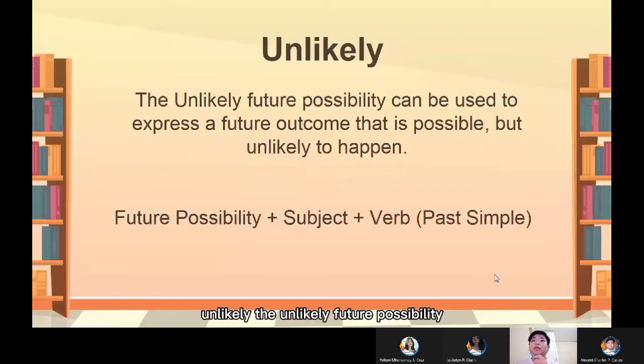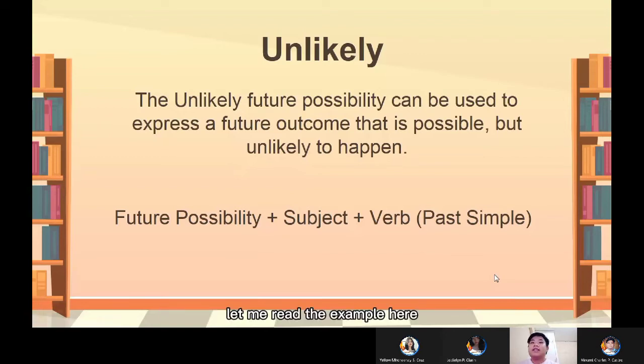Unlikely. The unlikely future possibility can be used to express a future outcome that is possible, but unlikely to happen. Now we have here unlikely future possibility. Same as the first one, but let me emphasize that the future outcomes here are possible, but it is unlikely to happen. It is less likely to happen, like winning a lottery ticket, but it is possible, but the chances are very slim. So the word order here is just the same as likely, but the verb used here is in the past simple form.